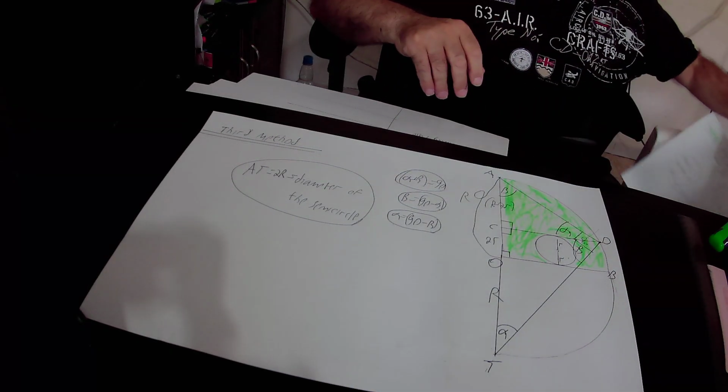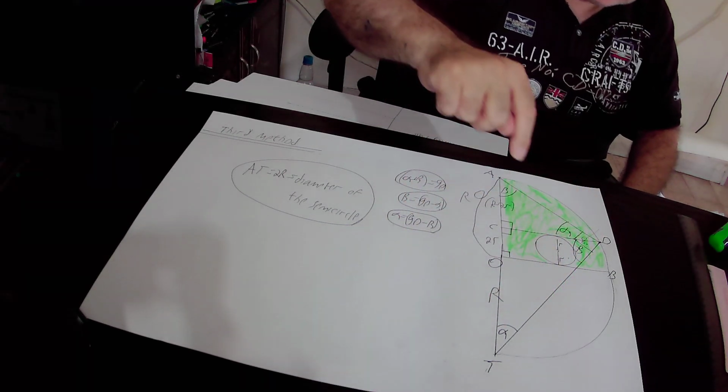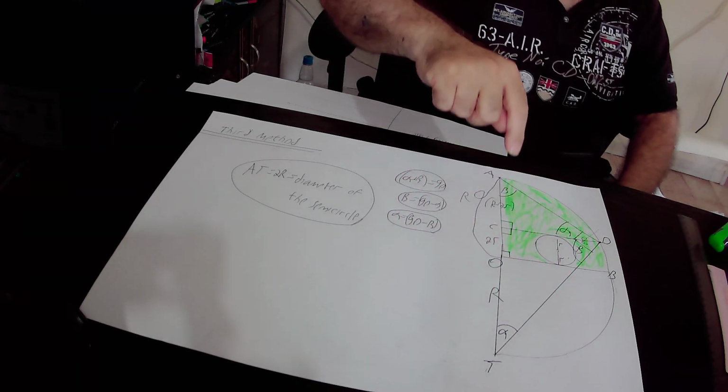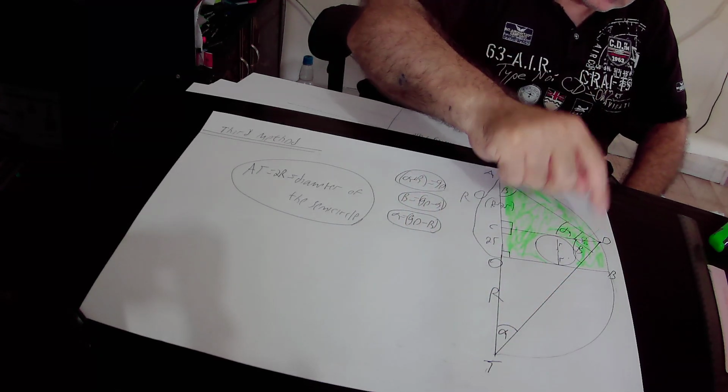So we can implement rule number 5 in our drawing, because we have peripheral angle ADT that rests on AT, that is the diameter of the semicircle. Therefore, peripheral angle ADT equals 90 degrees according to rule number 5.